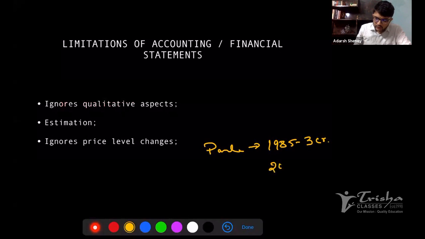In 2019, their turnover was, let's just say for numbers, 5 crores. It's more than that, it's in thousands. I'm just giving you a rough number. It was 3 crores in 1985, and in 2019 it is 5 crores. Now, my question is, can the management of Parle be very happy that, oh, 2 crores we have increased over 35 years' time? Can they say like this? Can they be very happy about this?